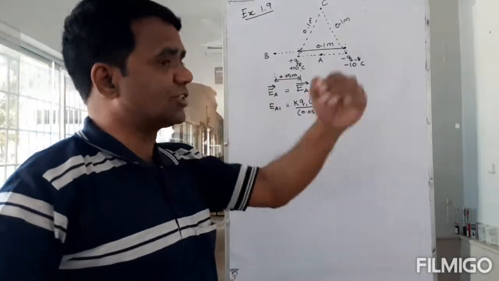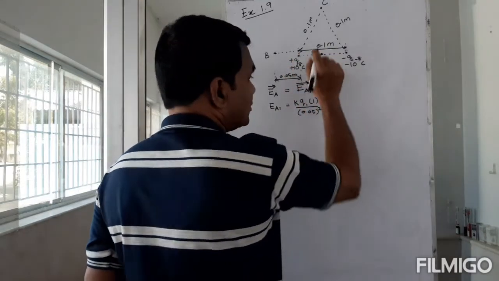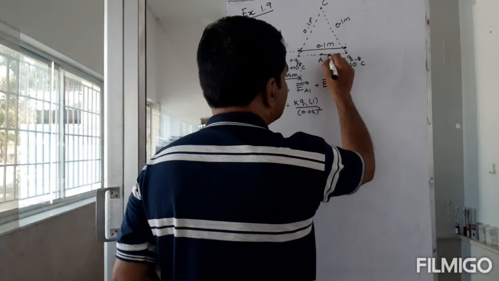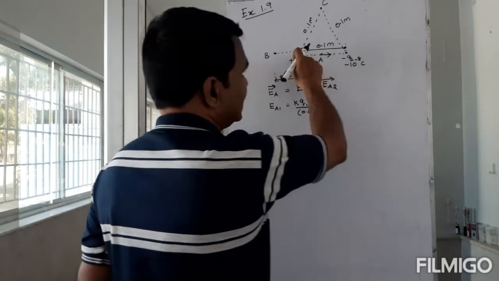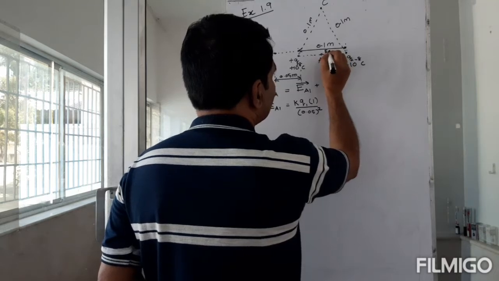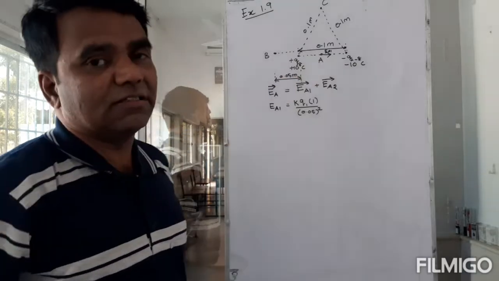And what would be the direction of that? So this is a positive charge, and I'm going to bring another unit positive test charge. So it is going to be in this direction. It will be repelled by this charge. So that is my EA1. See, EA1 is in that direction.